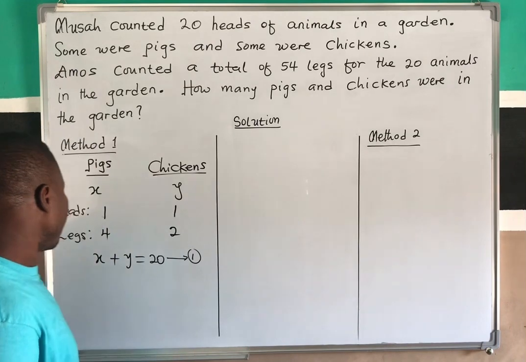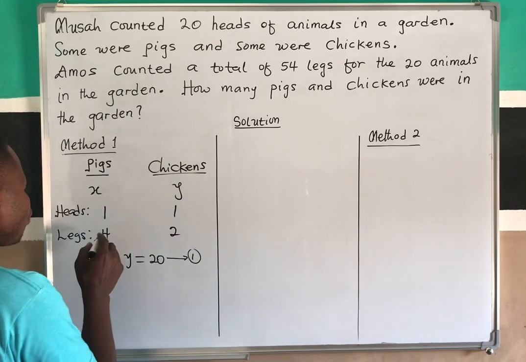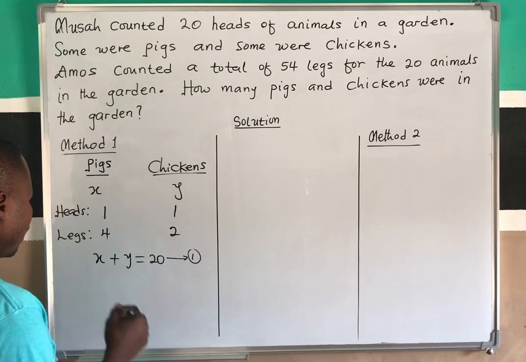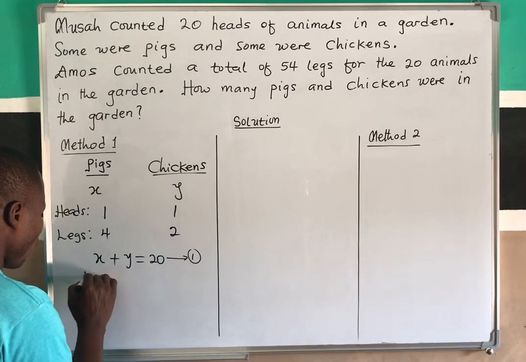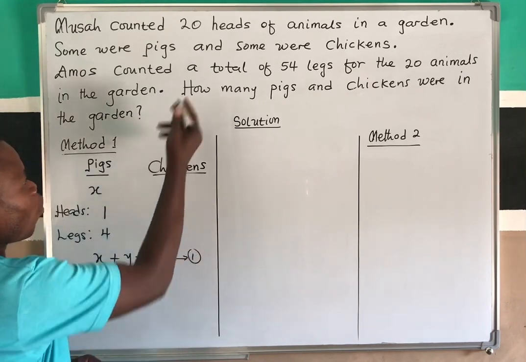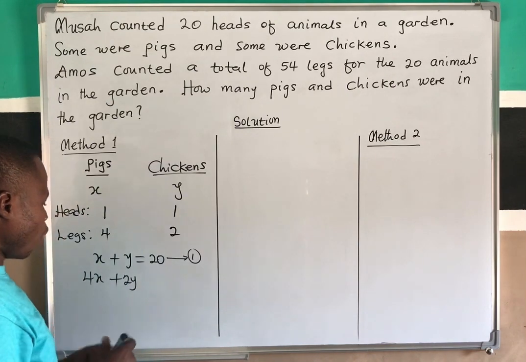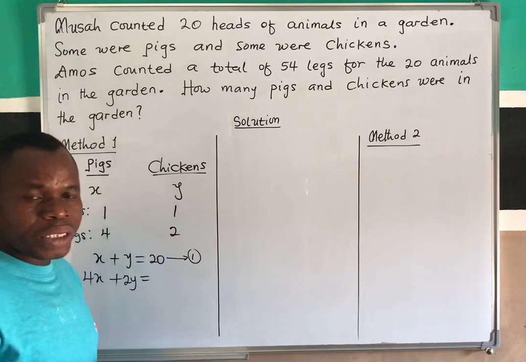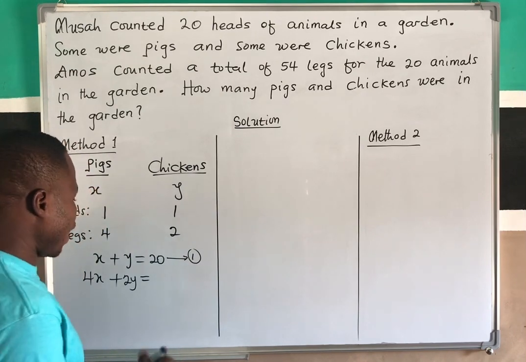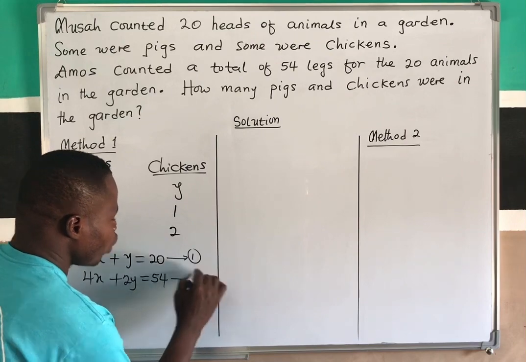Then the second part, we talk about legs. Pig has 4 legs, so I will use 4 and multiply by the total number of pigs there. That will be 4x. Plus legs of chickens, which is 2. Then I will multiply by total chickens, which is y. So I will now have 2y. And this will be equal to the total number of legs in the garden, and that particular one is 54. So I will write this one as equation 2.